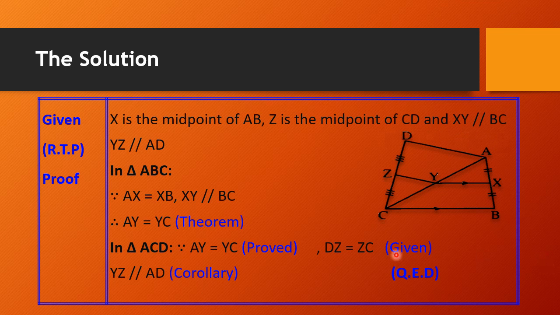In the triangle ABC, since AX equals XB and XY is parallel to BC, then AY equals YC, by theorem. In the other triangle ACD, since AY equals YC, proved before, and DZ equals ZC, given, then YZ is parallel to AD, by corollary.